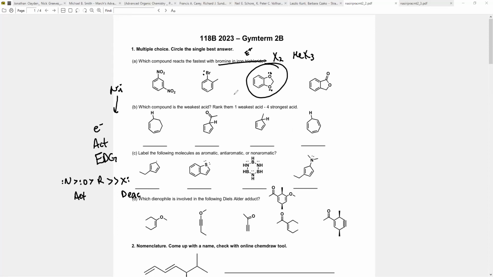So that means that the slowest would probably be this guy here, because there's two EDGs on it. Oh, sorry, two EWGs on it. Especially NO2, one of the most powerful EWGs in the world. Cool. All right, so we'll call it on there.